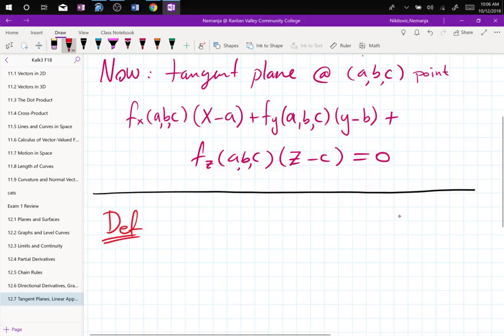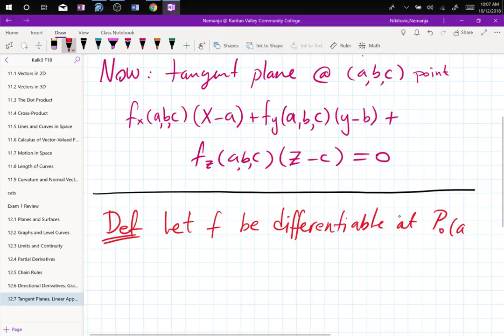The definition says: let f be differentiable at point p0, and p0 is given as (a, b, c). So there's that change. With del f being different from 0 at (a, b, c).